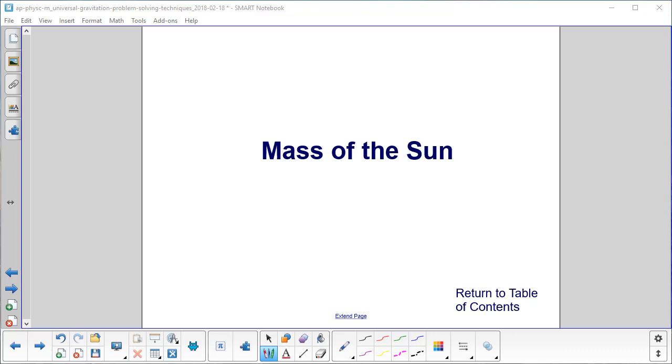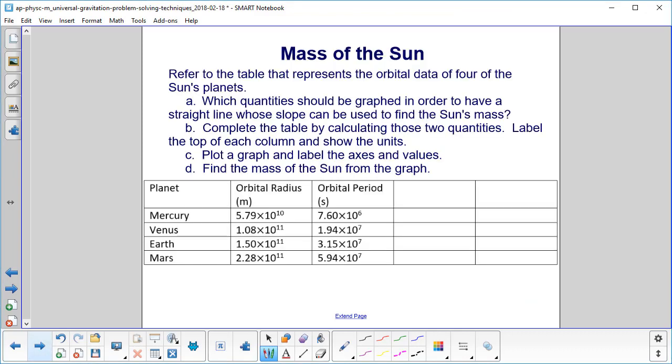Mass of the Sun. We have a table below that shows the orbital data of 4 of the Sun's planets. First of all, which quantity should be graphed so we have a straight line whose slope can be used to find the Sun's mass? B. Complete the table by calculating those 2 quantities and label the top of each column and show the units.